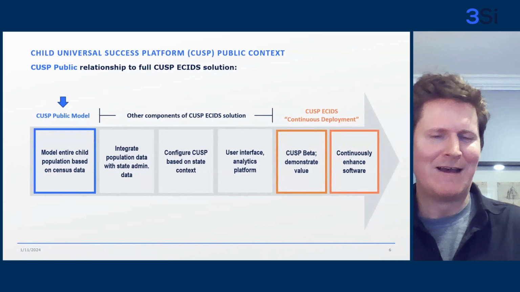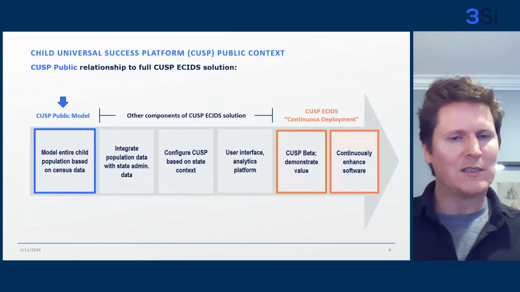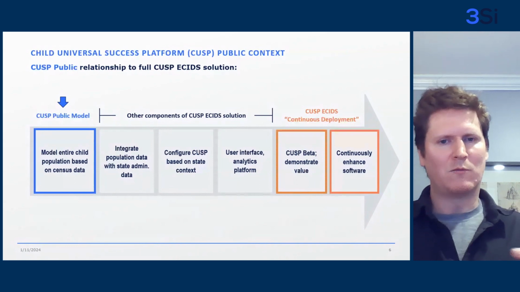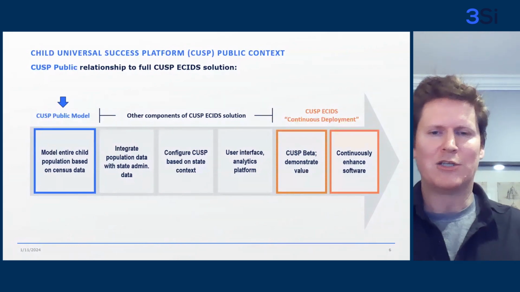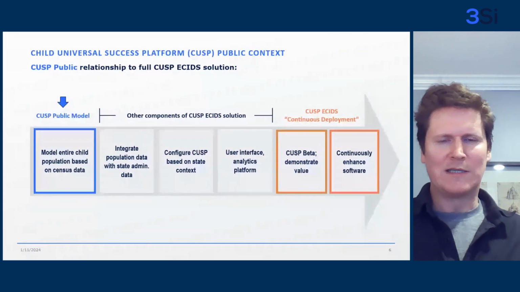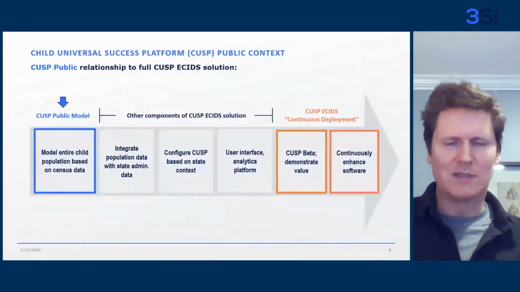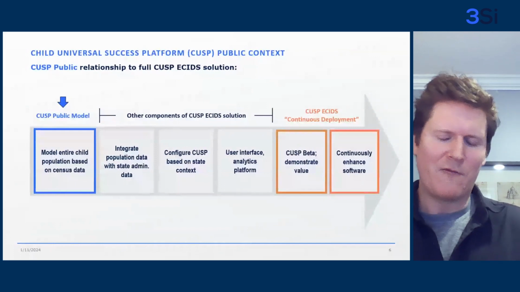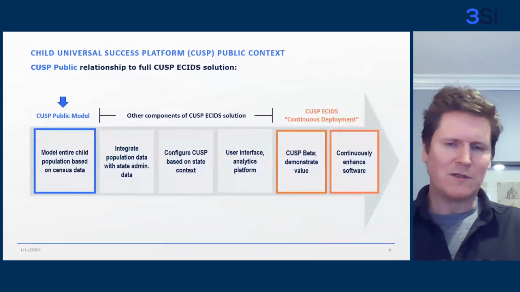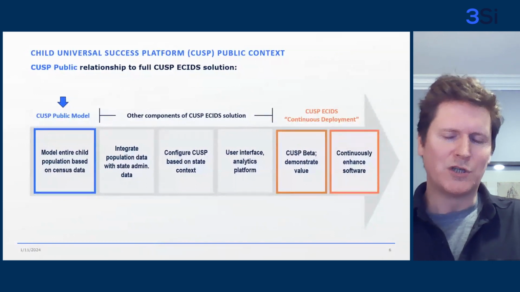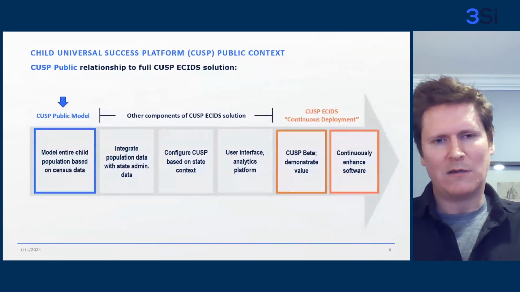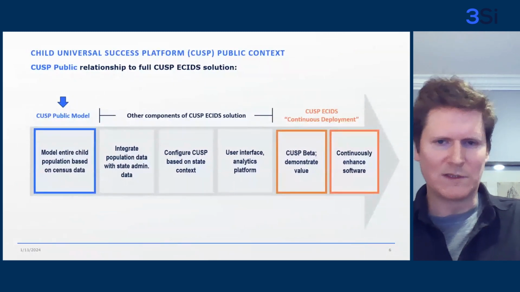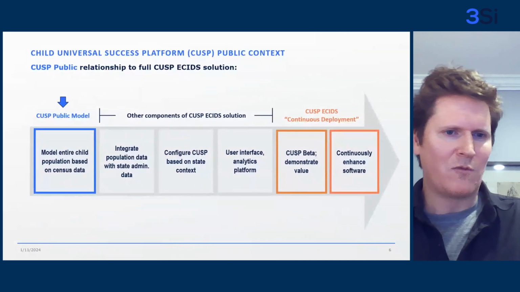And the full CUSP implementation will ultimately result in a minimum viable product that would be called maybe a CUSP beta, just to demonstrate value for the ECIDS. And then that's something that we continuously enhance. I mentioned that just because, as we operate CUSP as a software as a service solution, when we make those enhancements, we push those out to the implementing states. And in this case, CUSP Public will also be improved over time as we enhance the software.